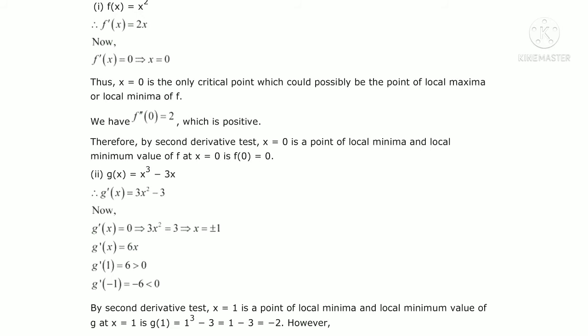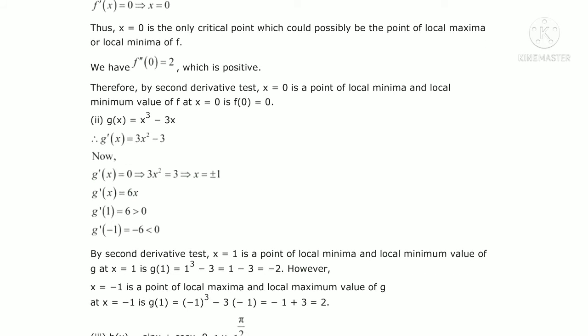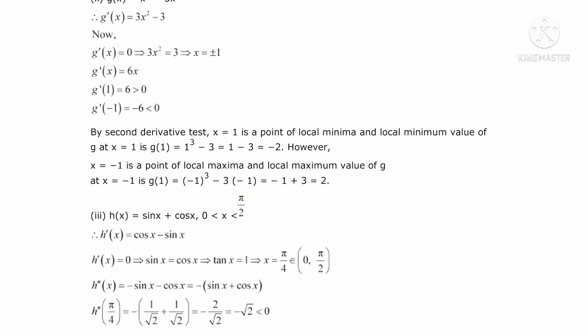That means maximum. So by the second derivative test, x equal to 1 is the point of local minima, because the positive value says it's a local minima, and when we put minus 1, it is local maxima. How can we find the values? When we put the value of x in the given function, we get the local minimum value minus 2 and the local maximum value 2. I think all of you understood these two questions. These two questions we solved with the help of the second derivative test. Is it clear? Okay, now let's see the third one.